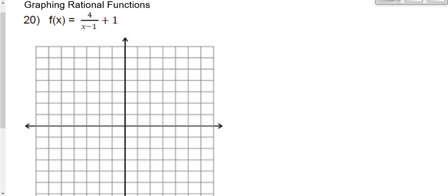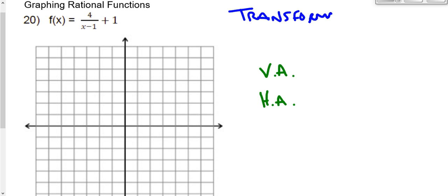All right, in this review question, question 20, we're being asked to do a couple of things. We're being asked to identify the vertical asymptotes and the horizontal asymptotes of these equations, and we want to state the transformations, which I usually like to do first. And then finally, we're being asked to graph. So let's start with the transformations.